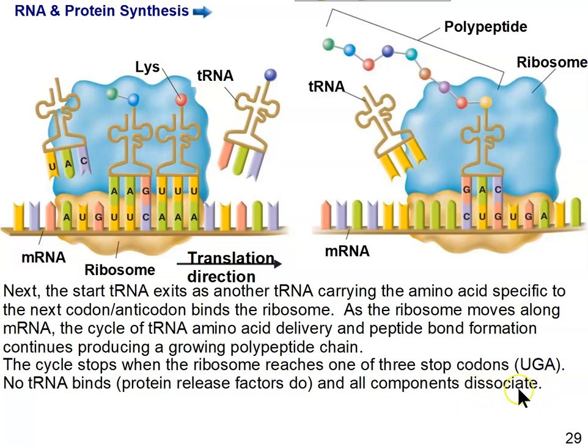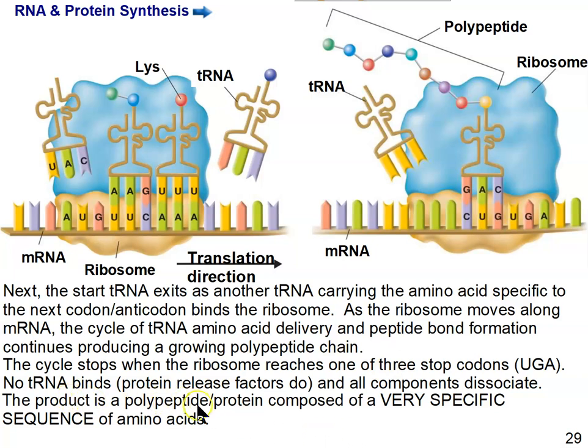Everything dissociates. Dissociate simply is a fancy word for come apart. So both ribosomal subunits come apart, messenger RNA unbinds from the ribosome, transfer RNA unbinds from the ribosome. The last transfer RNA releases its final amino acid, and we have a polypeptide chain or a protein. So the product is a polypeptide/protein composed of a very specific sequence of amino acids. That sequence of amino acids came from the sequence of nucleotides in messenger RNA, which came from the sequence of nucleotides in DNA.